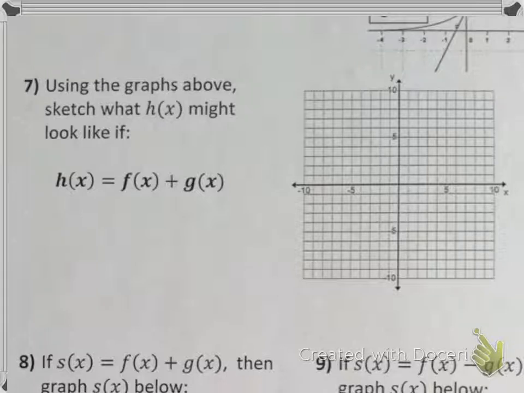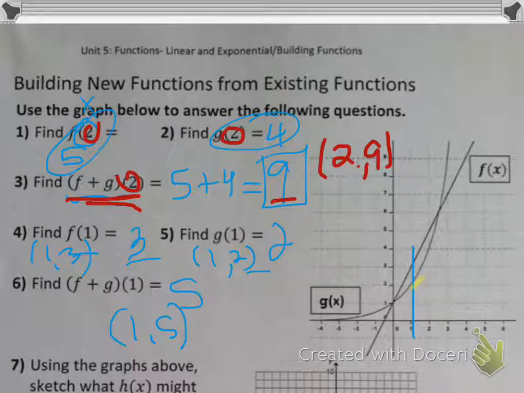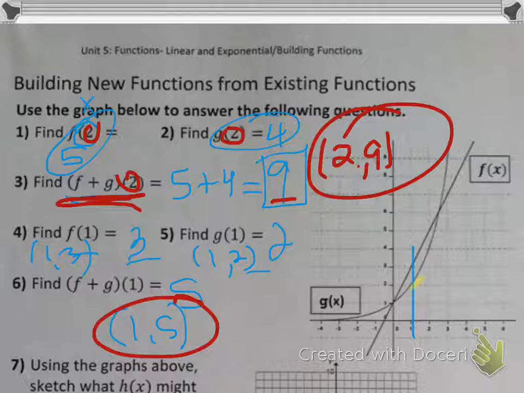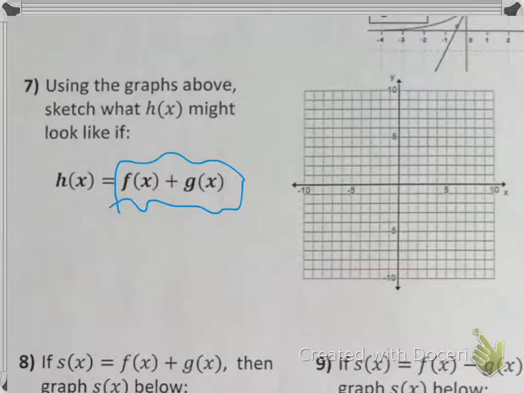All right, to continue with what we're talking about here, it says, using the graph above now, sketch what h of x might look like if h of x comes from adding the two functions together. Well, I want to remind you that we already found 2 of the new ordered pairs on the new function because we already added the two functions together and got those 2 ordered pairs. So the first thing I'm going to do on that graph is graph the ordered pair (2, 9). So I'm over 2 and I'm up 9, and I'm going to have a point right there.